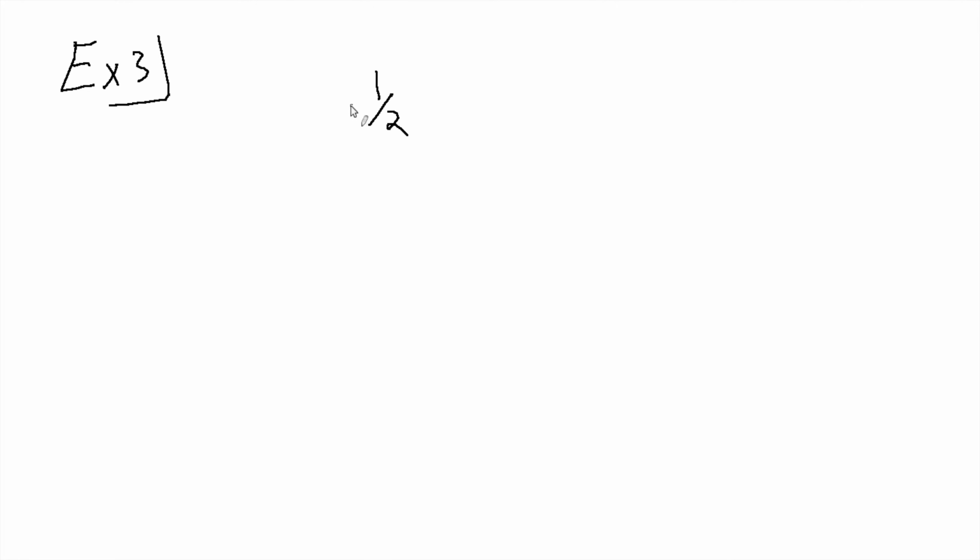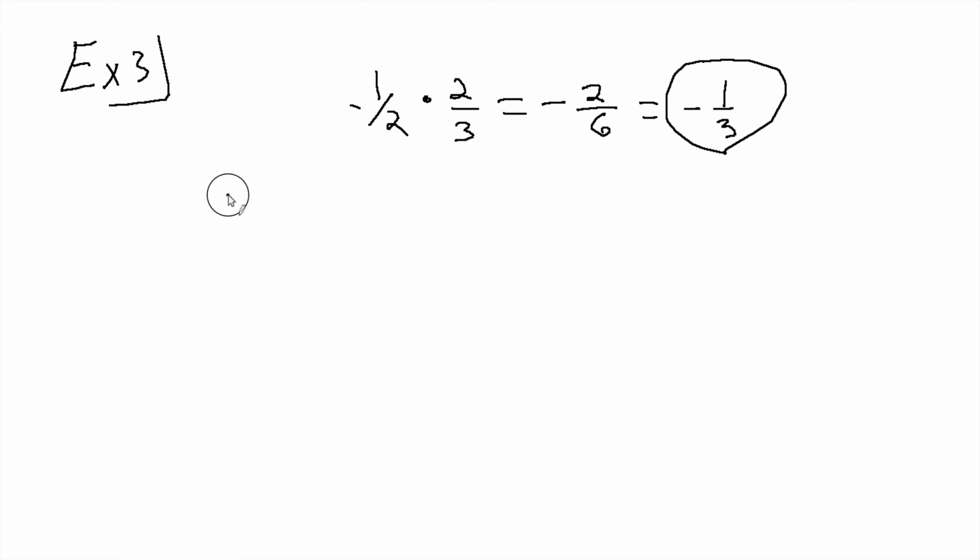Example number 3. Say we have a negative 1/2 being multiplied by 2/3, a positive 2/3. So you have a negative and a positive, your answer will be negative. You just multiply the tops together and the bottoms together, and you get negative 2/6. You can reduce this to 1/3, so a negative 1/3 is your answer. Just remember, a negative times a positive, you get a negative.